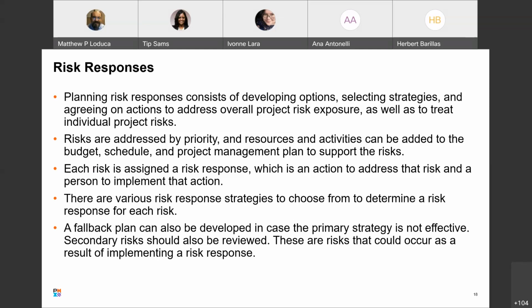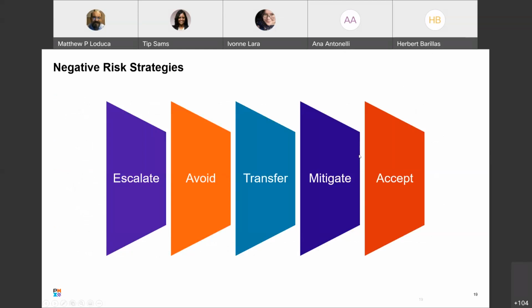Actually, before I go any further, let me stop. I'm going to go out of order a little bit here and go to the next slide. For negative risks, we have these strategies, and the other slide will make more sense if we go through this first, I think.